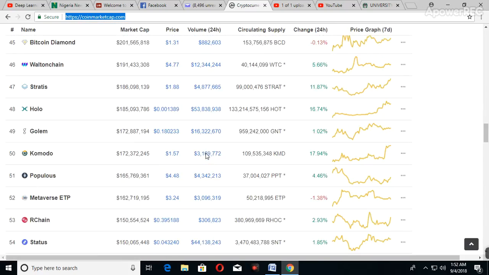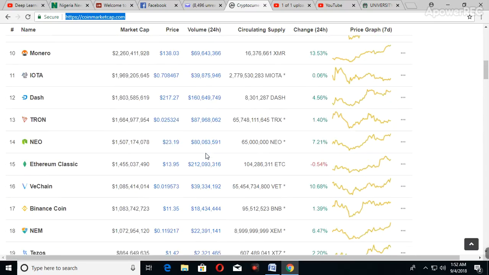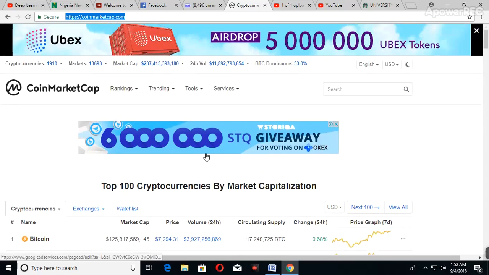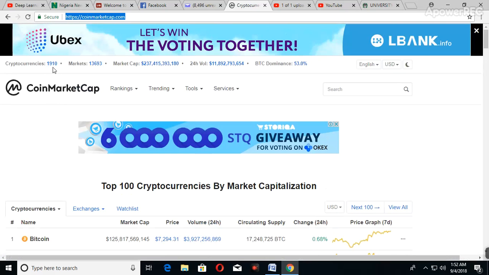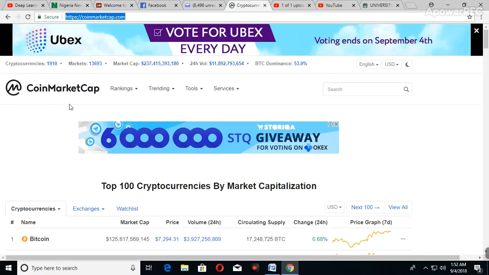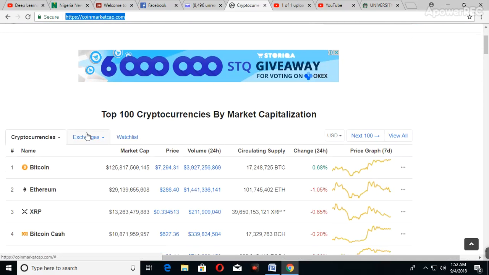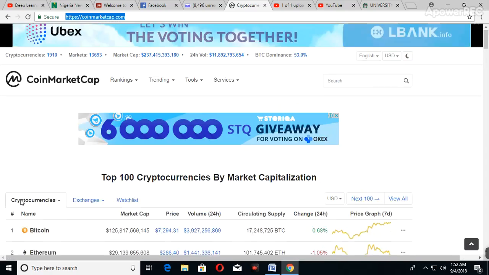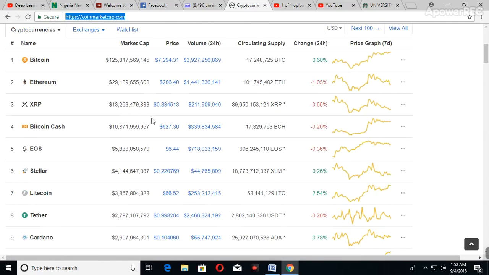These are the highest volume cryptocurrencies that you can actually deal in. There are almost about 1,910 cryptocurrencies, but if you want to deal in the ones that are actually active, it has to be from this first 100. So this first 100 has the following data.